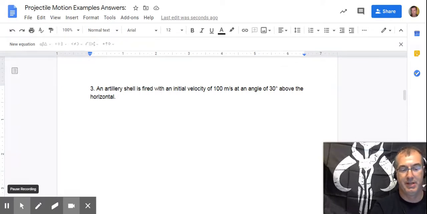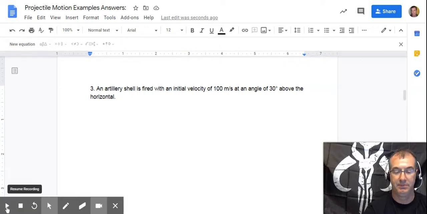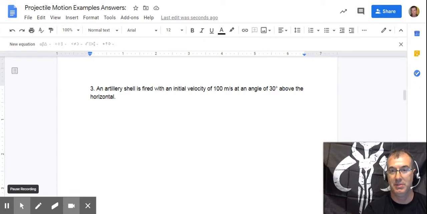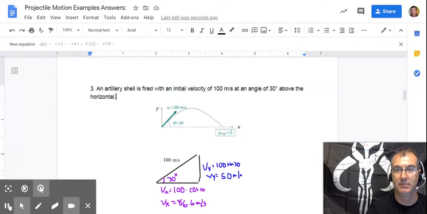Starting with number 3, an artillery shell is fired with an initial velocity of 100 meters per second at an angle 30 degrees above the horizontal. The first thing I'm going to do is draw a picture to get a sense of what's going on and take the initial velocity vector and break it down into its components.